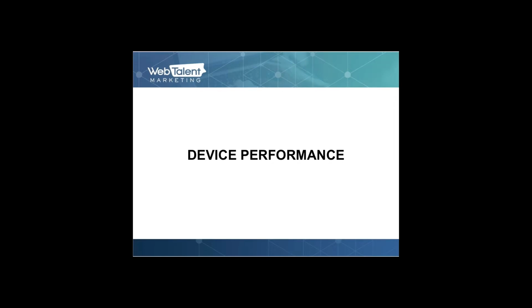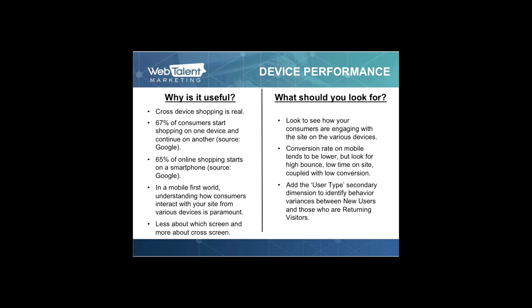Next, we're going to talk about device performance. This particular report is useful because we're in the age of mobile, and the consumer interaction between mobile, tablet, and desktop is real. So we want to understand a little more about how users interact with various devices. You can see some stats there from Google that 67% of consumers start shopping on one device and continue on another. Consumers are at the point where they don't consider them two different devices.